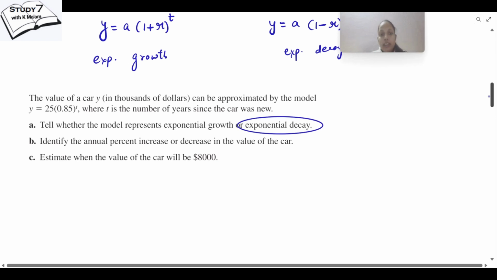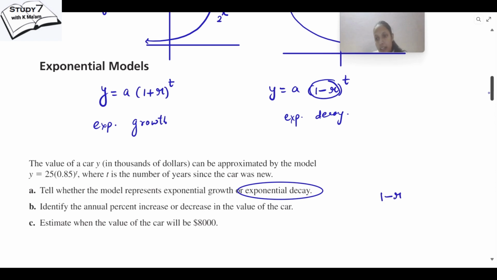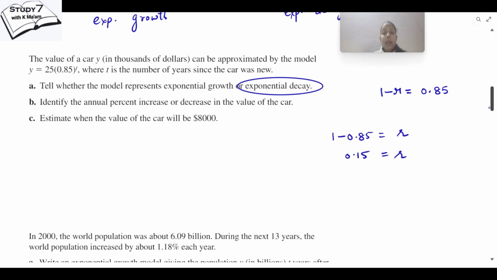Identify the annual percentage increase or decrease, how much it increases or decreases. If you compare with the decay model, 1 minus r to the power t, that means 1 minus r is 0.85. Find r from this. 1 minus 0.85 is r, which is 0.15. As a percentage, it is 15%. So the rate of decay is 15% per year.